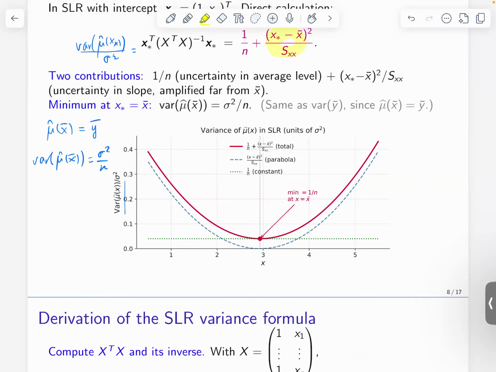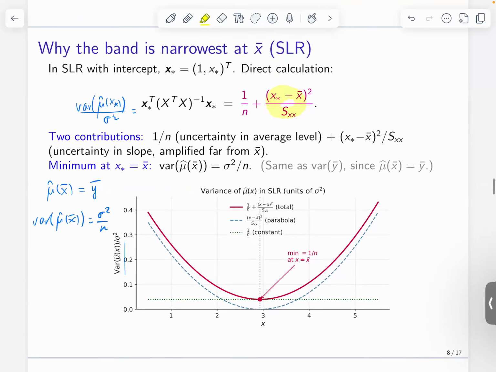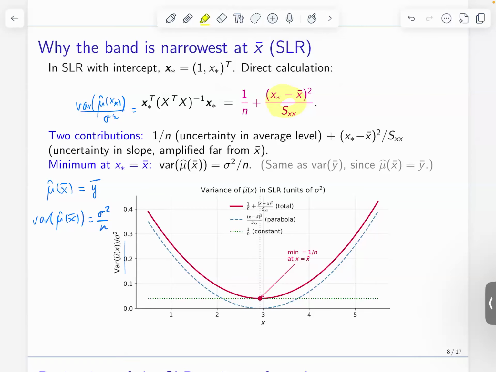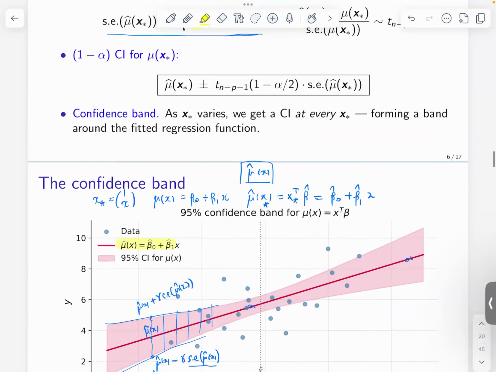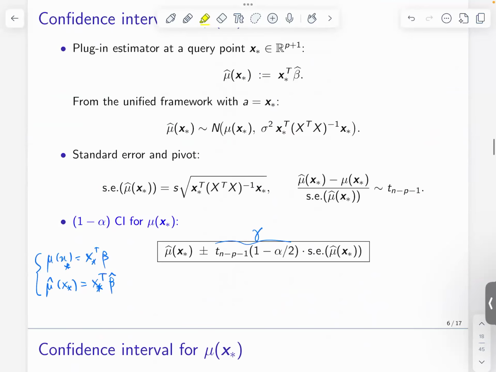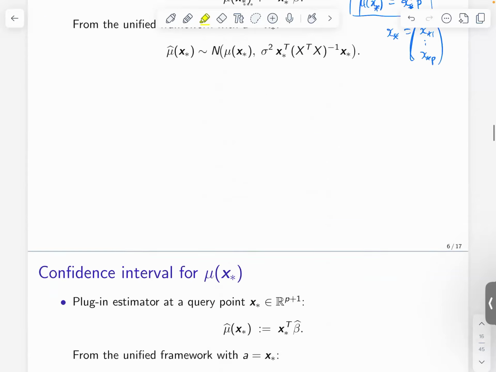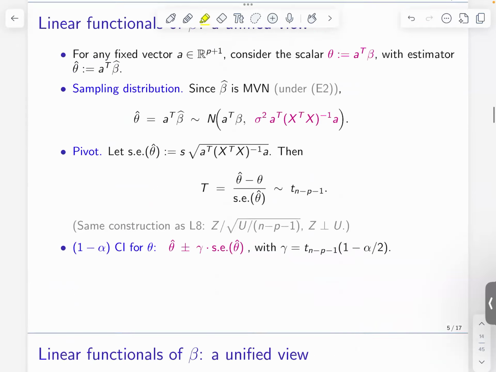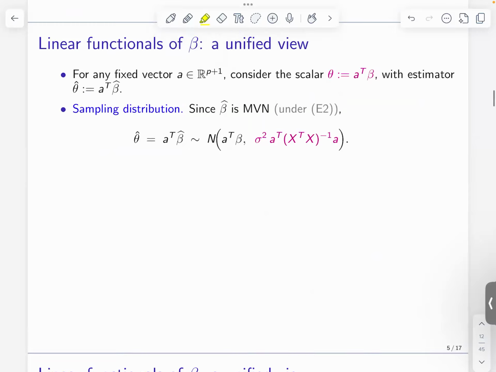Sorry, it's a simple question, but I'm not understanding why the variance of mu hat at x star is taking that form of variance over sigma squared. Oh, this we calculated already. This is just the variance. This is what we did here. So you helped me write it down.